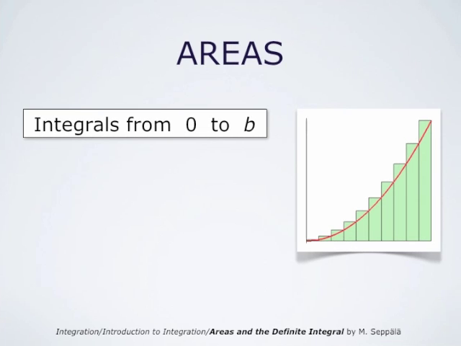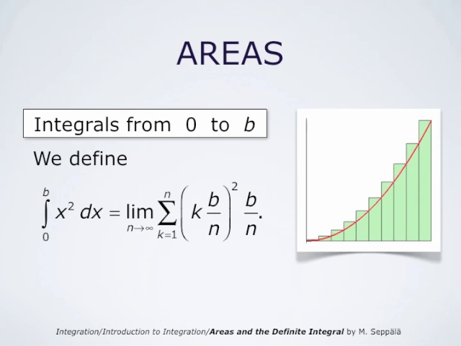Next we consider integrals from 0 to some arbitrary positive number b. So instead of the interval from 0 to 1, we consider the interval from 0 to b. And we define that the definite integral from 0 to b of x squared dx is the limit as n goes to infinity of the corresponding sums. That is, summation k from 1 to n, k times b over n squared times b over n. These sums have been formed just like the sums previously.